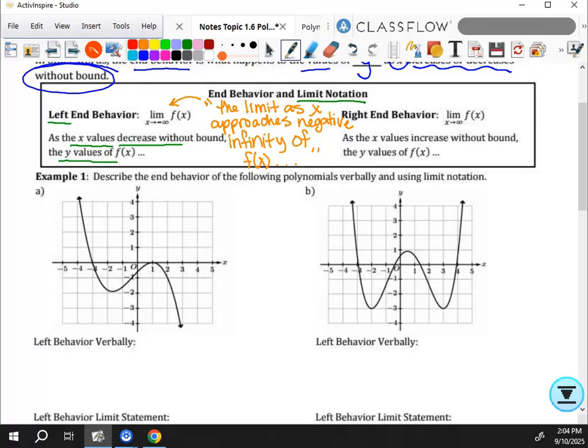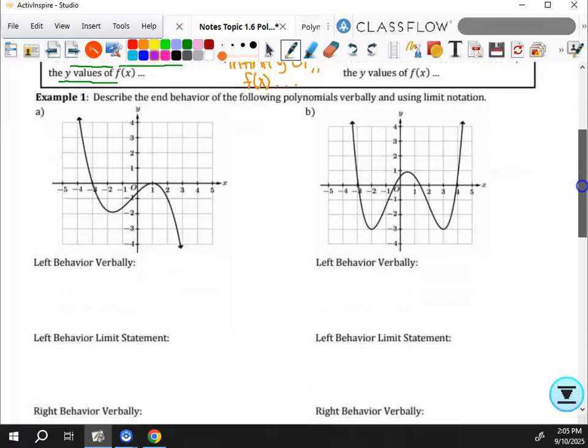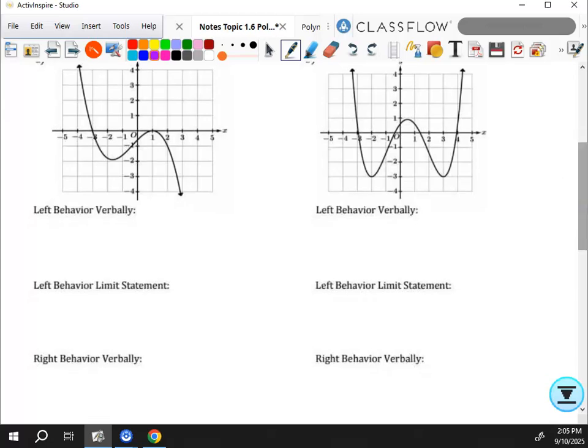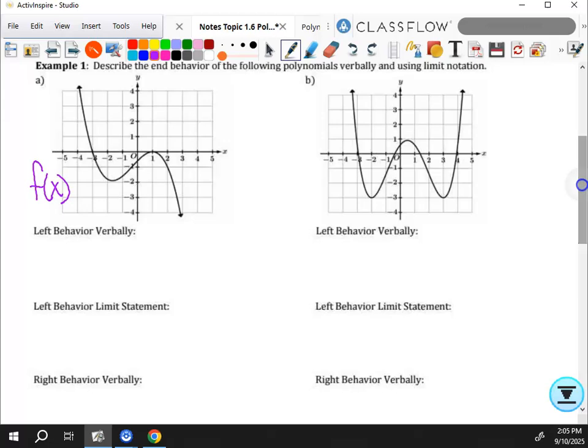So left end behavior, we're heading to the left to negative infinity. Right end behavior, we're headed to the right for positive infinity. Does that much make sense? Yes? Okay. So now let's look at these graphs. We have this first graph here. He doesn't have a name, so we're going to name him f of x. And it's the directions that I've just scrolled past. Describe the end behavior of the following polynomials verbally and using limit notation. So here's where we're going to write the words so that we just see another way to say it. But again, these aren't words that you're going to have to rewrite. Just for you to kind of have an understanding of what's happening.